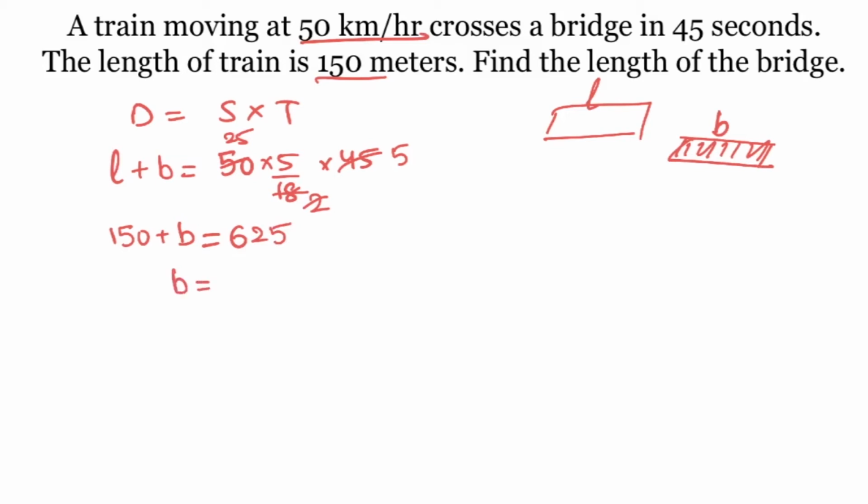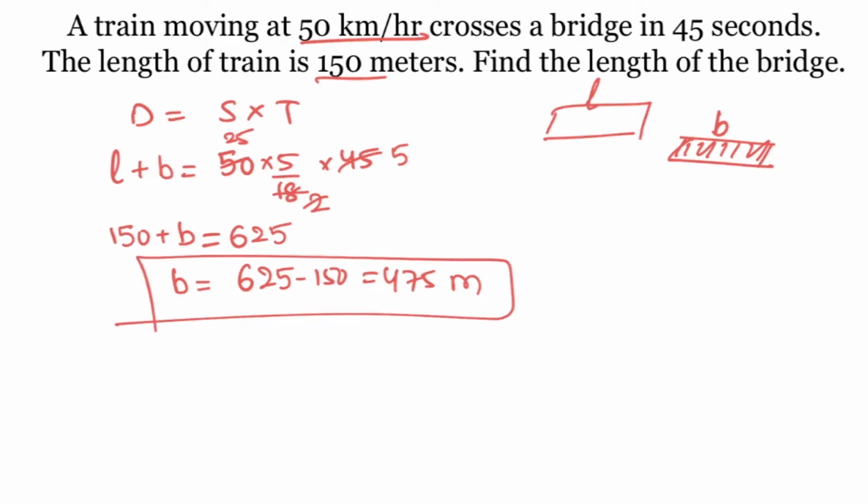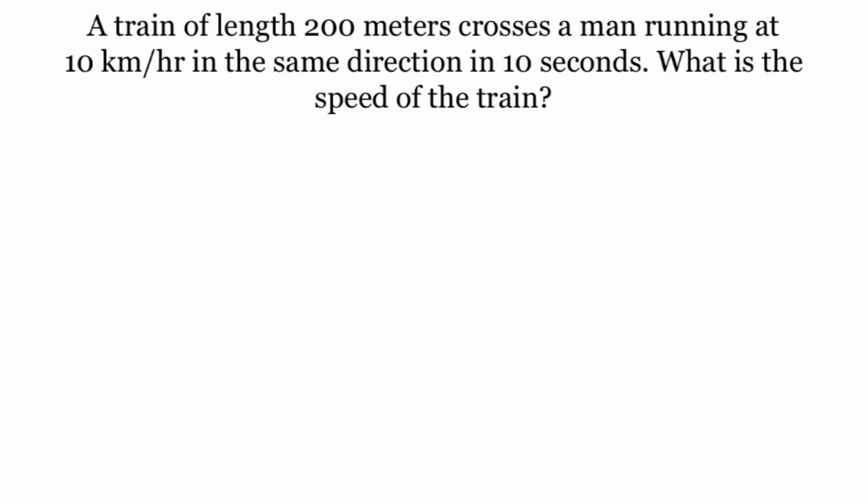So B is equal to 625 minus 150, that is 475 meters. Length of bridge is 475 meters. A train of length 200 meters crosses a man running at 10 kmph in same direction in 10 seconds. What is the speed of the train?